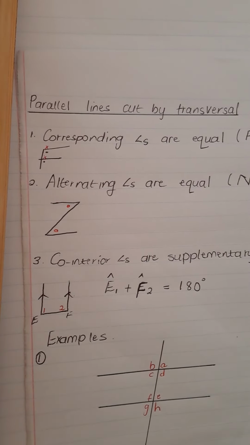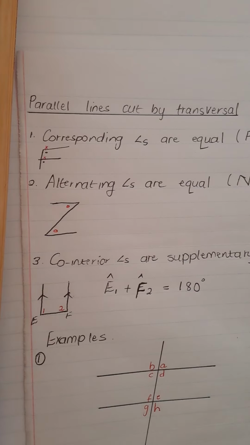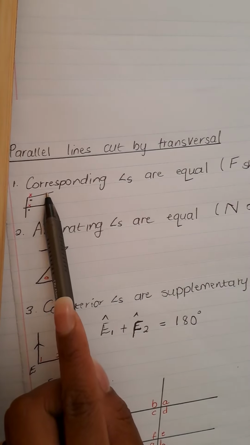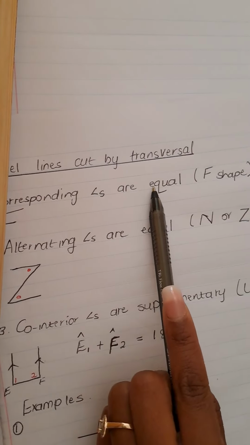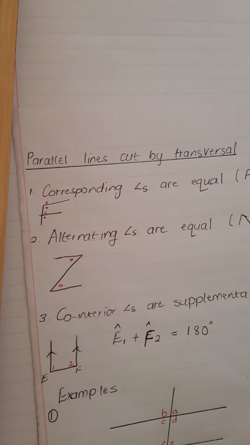Hello everyone, today we are doing parallel lines. So if we have parallel lines, we can get corresponding angles, and corresponding angles are equal. Corresponding angle, it is when you are having the F shape.